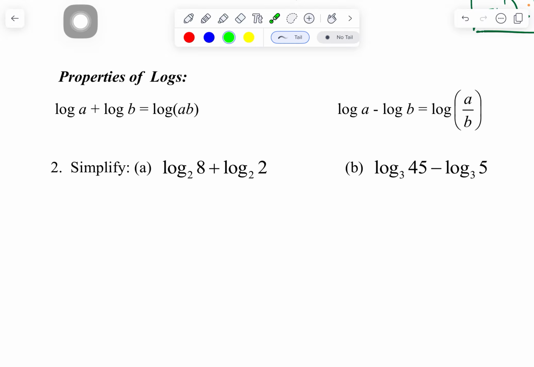And for subtraction, we're going to divide the arguments. Now you might be thinking to yourself, well, why would we use this? Well, it can take two logs and condense them down to a single logarithm. So we have log base 2 of 8 plus log base 2 of 2. So the logs match, log base 2, log base 2. And basically I get to take 8 times 2, which is 16.